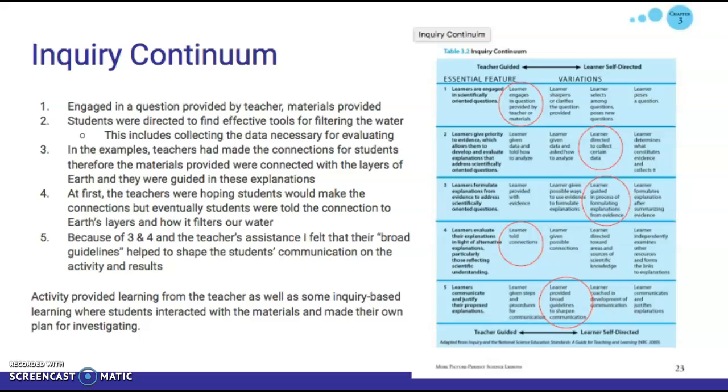For the third one, in the examples given, the teachers did make the connections for the students. So the materials that they had, they connected them to the layers of the earth, and I felt that they were guided in those explanations of those tools and why they worked better in certain places.